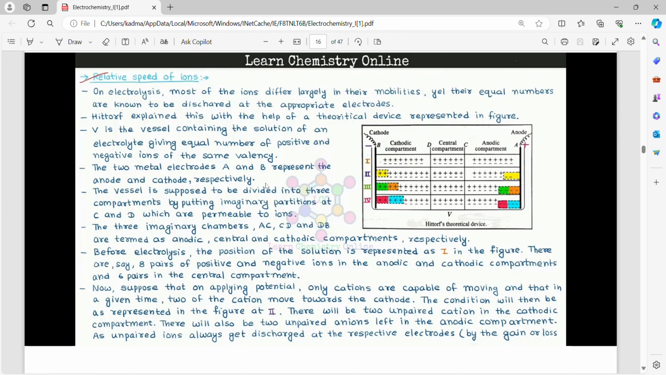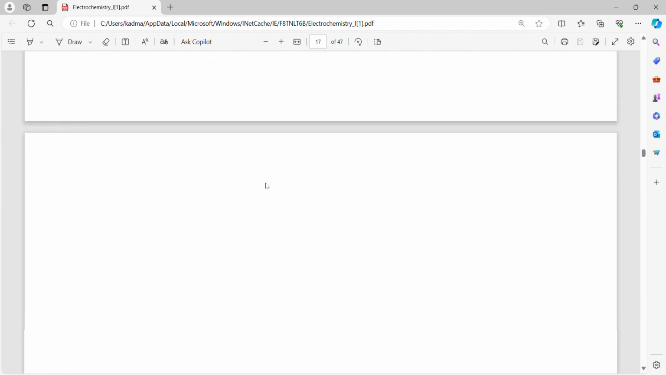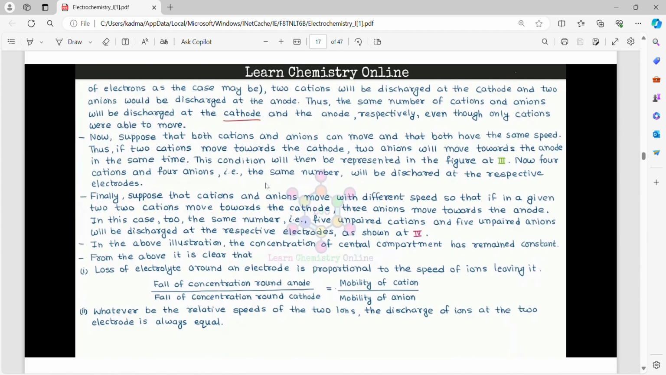central compartment. Now suppose that on applying potential only cations are capable of moving and that in a given time two of the cations move towards the cathode. The condition will then be as represented in the figure at 2. There will be two unpaired cations in the cathodic compartment. There will also be two unpaired anions left in the anodic compartment. An unpaired ion always gets discharged at the respective electrodes by gain or loss of electrons as the case may be.